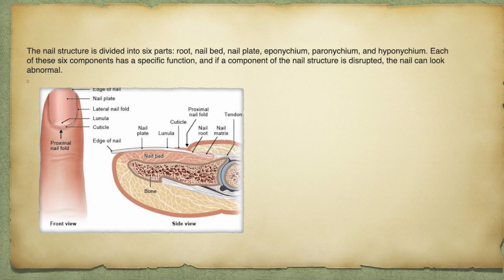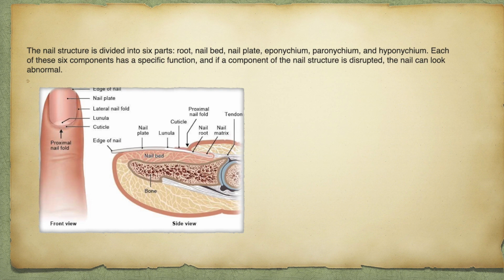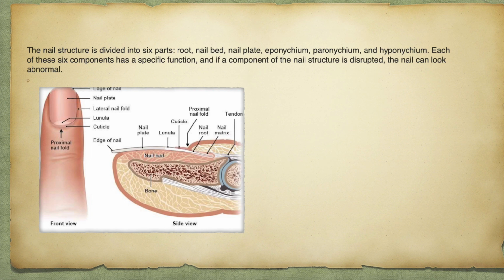Eponychium is more commonly known as the cuticle. The cuticle is situated between the skin of the finger and the nail plate. It fuses this structure together and provides a waterproof barrier.